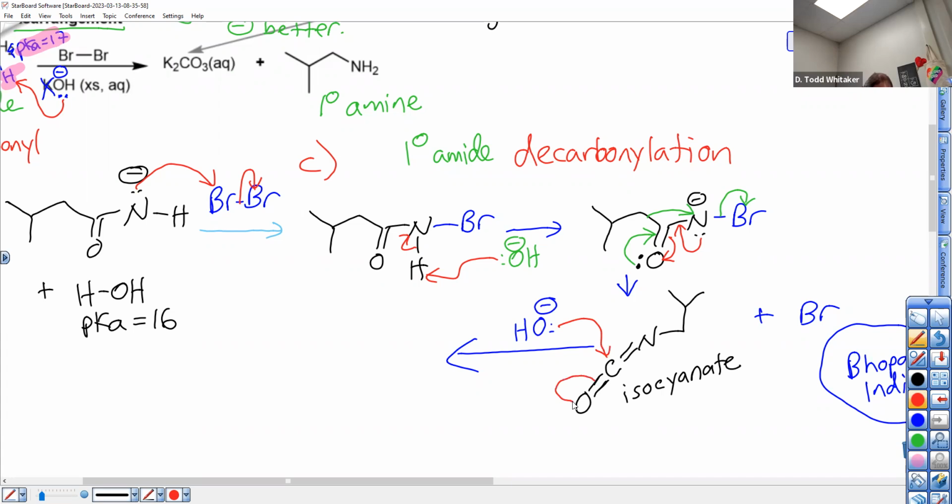And why did I break that pi as opposed to breaking this pi? Why is that a bad idea? The second arrow is going to go away. The negative charge prefers to be on oxygen because of electronegativity again, right? So it's pulling strongly, more strongly.